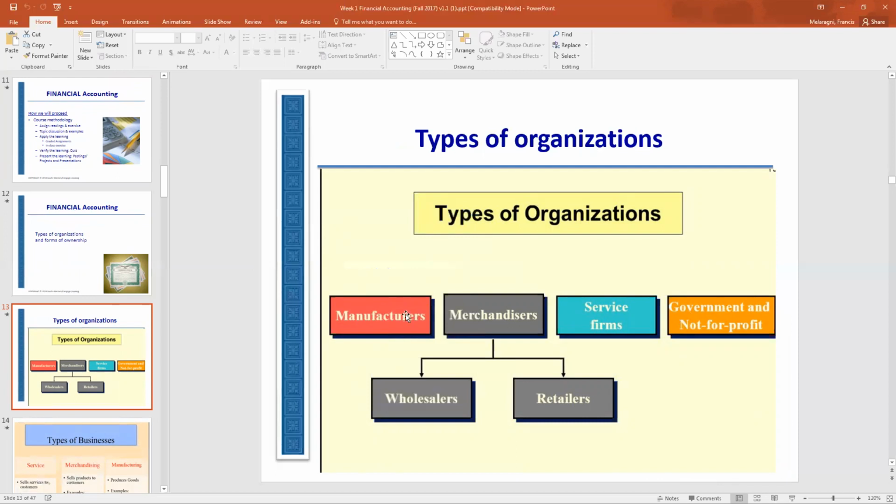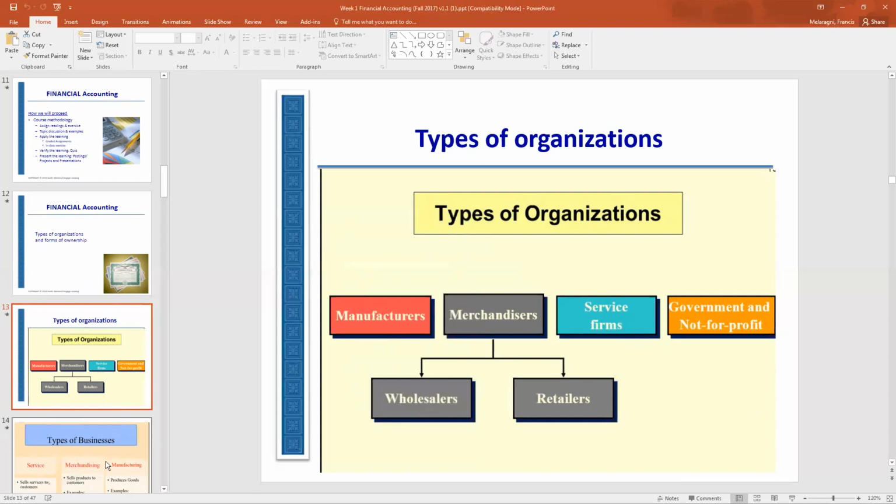So really the three types of organizations that we're going to focus on throughout the semester are manufacturing organizations. Those are organizations that make a product. Then merchandising organizations. Those are organizations that resell other products that are made by the manufacturers. So these can be either wholesalers or retailers. And there's also service firms. And service firms are those that basically don't sell a product but provide a service. Now there is a fourth type of firm as well, which is a hybrid. So some firms do a combination of things. That can be a manufacturer and a merchandiser, or manufacturer and a service firm, etc.